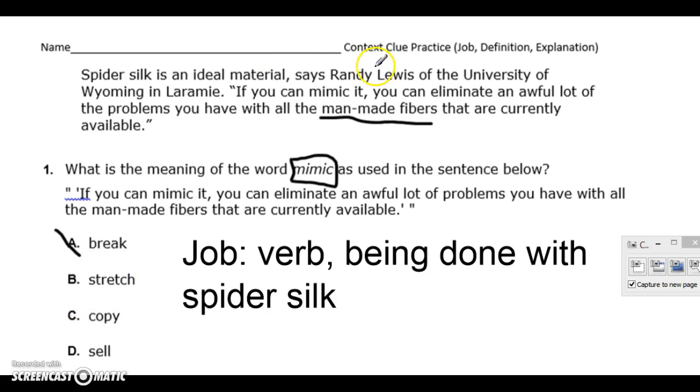Copy. If I put copy in the place it says if you can copy it. This seems to be a good choice to me because if they can create something that's like spider silk, then they don't have to use these man-made fibers, which are worse. Sell. If you can sell it. Sell would also make sense actually, but if I think about where I've heard the word mimic before, I've actually heard that it's something like repeating, and repeating is sort of like copying, so I'm going to go with copy. Choice C.